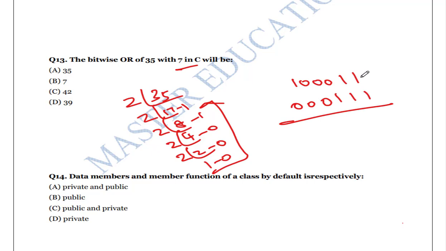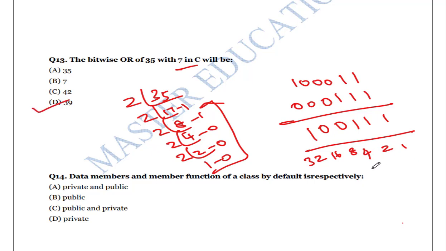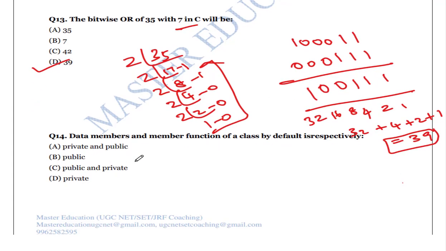So now you can do the OR. 1 OR 1 is 1, 1, 1, 1. 0 OR 1 is 1, 0 OR 0 is 0, and again 1. So what is the value for this? 1, 2, 4, 8, 16, 32. So add wherever 1 is present. 32 plus 4, 36, 38, 39. So 39 is the answer. I hope you understand. Wherever 1 is present, you have to add 32 plus 4 plus 2 plus 1, that is equal to 39.